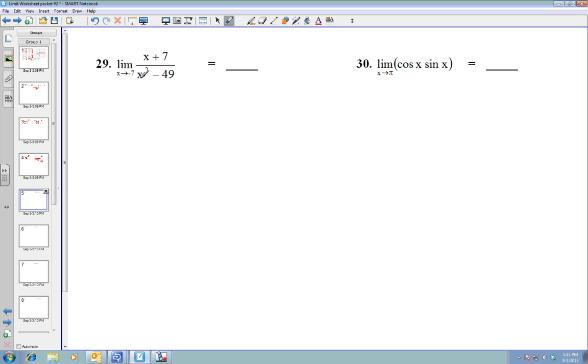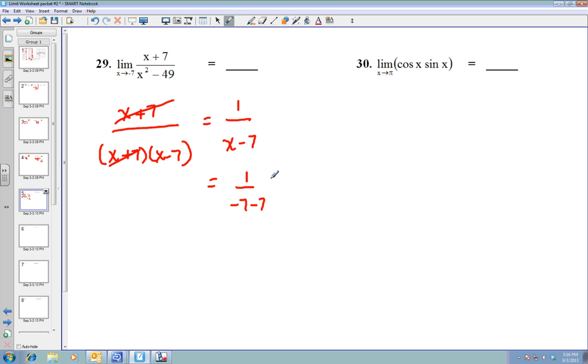29, I can't substitute negative 7 in here because that would give me 49 minus 49. So I must be able to factor. X squared minus 49 is the difference of squares. So when I factor the bottom, my x plus 7's cancel. And don't forget, when you cancel that x plus 7 on top, you have a 1 up there. Now I'm going to use direct substitution. Negative 7 minus 7, negative 1 over 14.